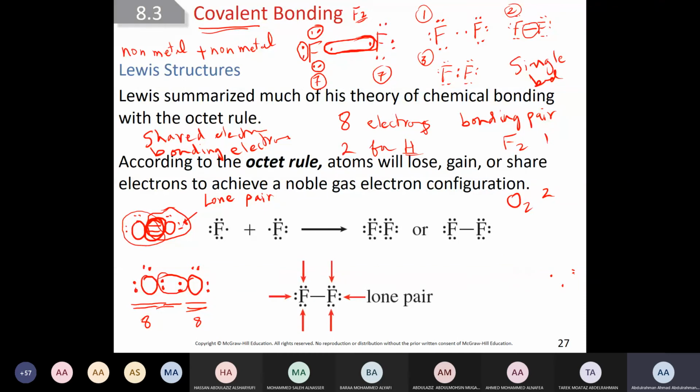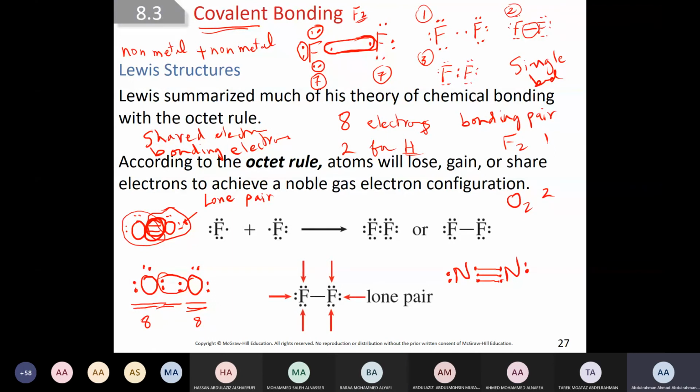If we have nitrogen and nitrogen, nitrogen has how many valence electrons? 5. And the other nitrogen? 5. How many electrons do we need extra to make it 8? 3. So I'm going to share 3 electrons here and 3 electrons here. When they share these, how many are left for the first one? 2 we'll put here and 2 we will put here.